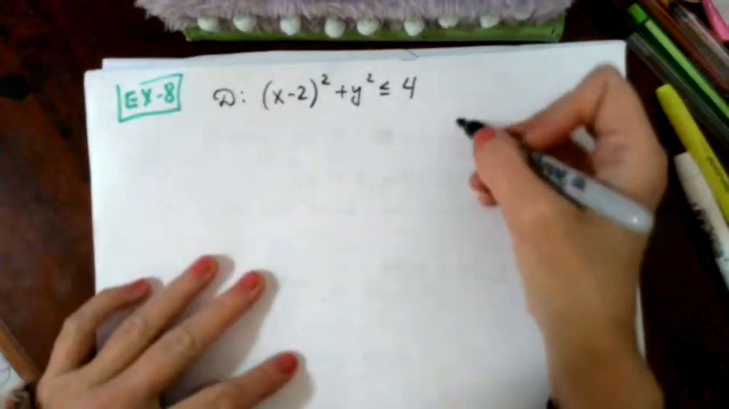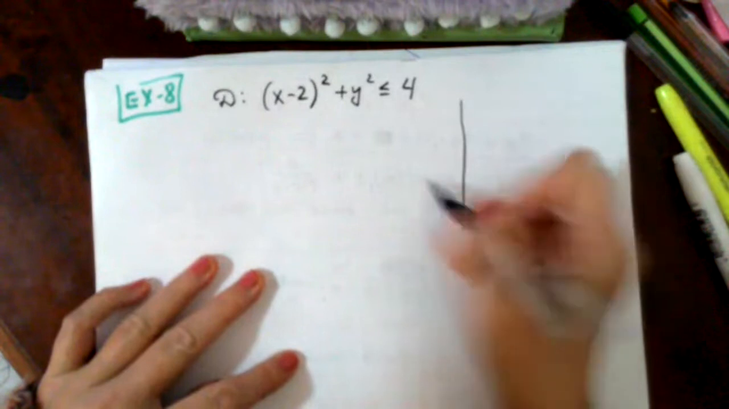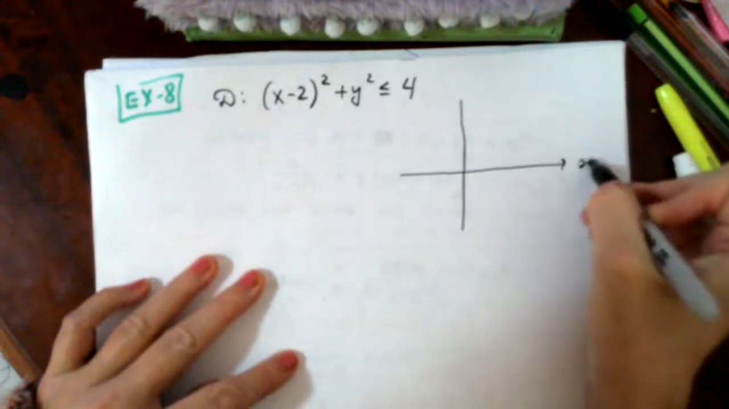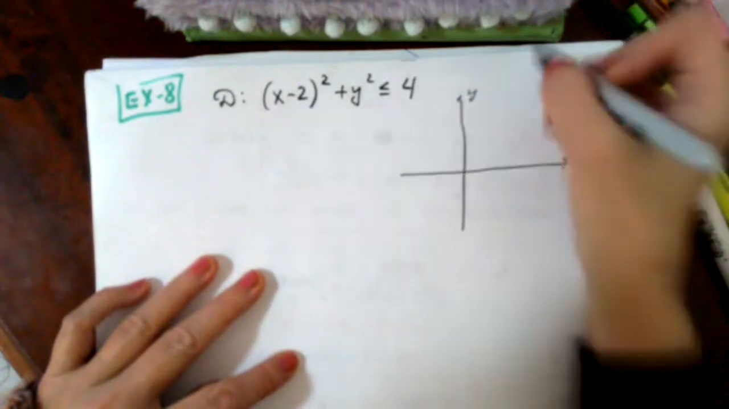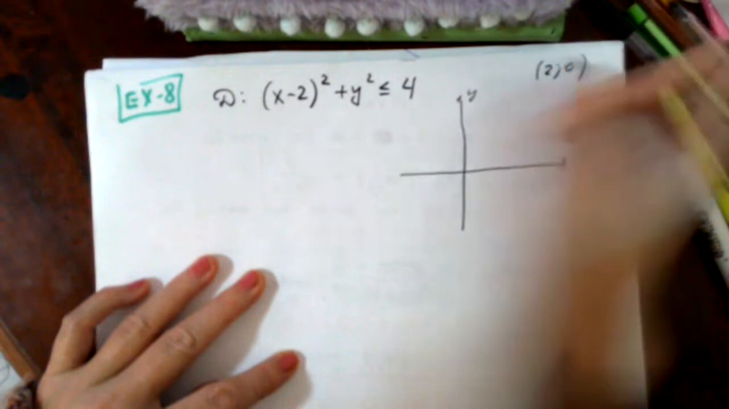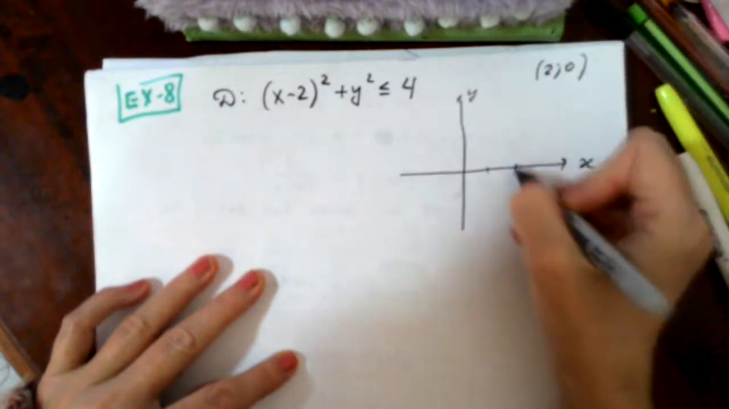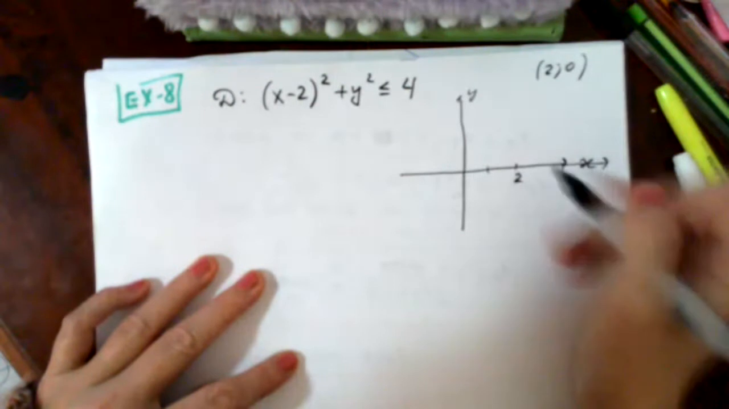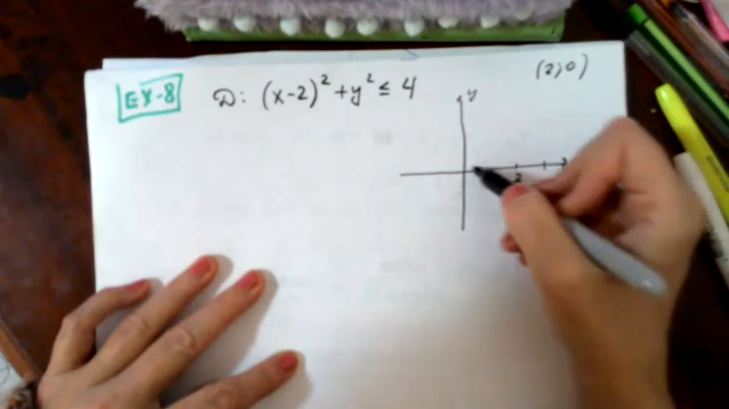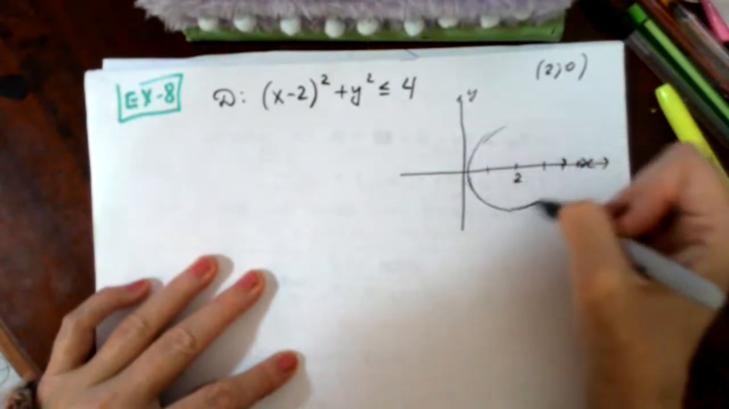Okay, what is this circle? This circle has a shifted center. So the center of the circle is at the point (2, 0). Yeah, so let's write it. So (2, 0). And the radius is 2 as well. So this circle looks like this.